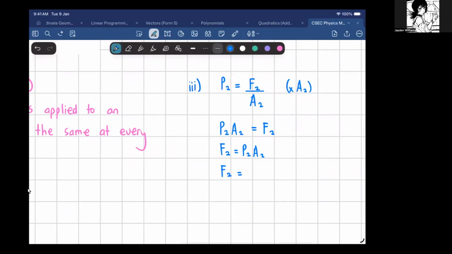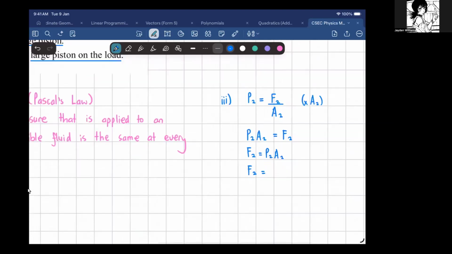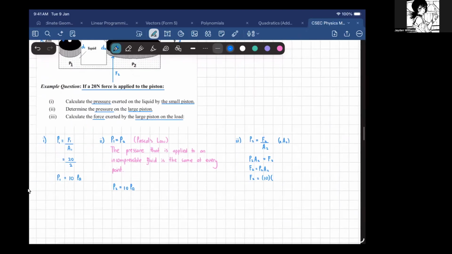So Jadon, what is the second pressure? What is the pressure on the large piston? I feel like you're trying to trick me. No, I'm not. Won't it be the 10 pascals that we calculated in part 2? We didn't even calculate that, to be honest. Well, yes, that is it. That's the 10.